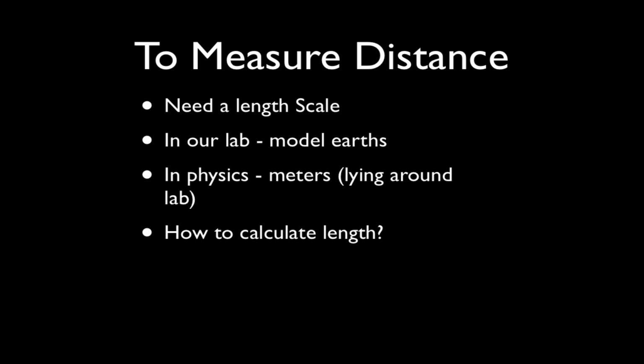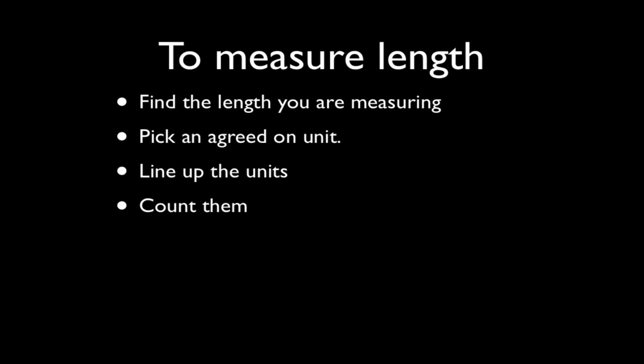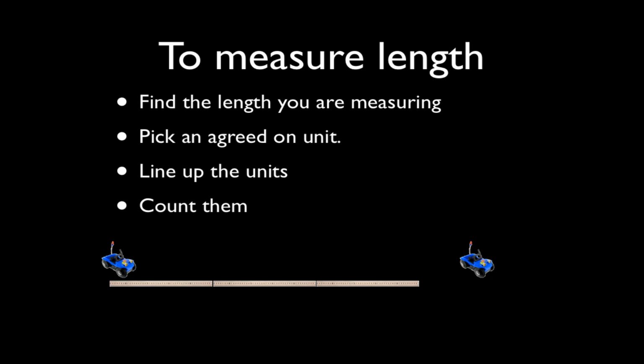So in practical terms, what is the process for calculating length? Well, you have to find the length that you're going to measure. You pick an agreed-on unit, you line up the units, and you count them. So to use our meter example, suppose I have a little mechanical buggy, and it rolls all the way down the room, or at least a few feet down the room, a few meters. I'm going to pick my agreed-upon unit, which is that meter stick, and I lay down those sticks, 1 stick, 2 sticks, 3 sticks, 4 sticks, and it looks like I've got a distance of about 3.5 sticks.